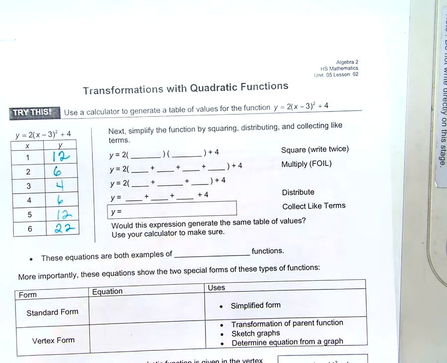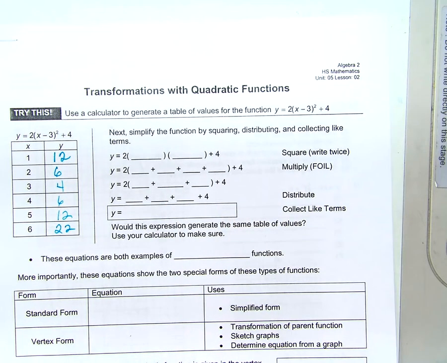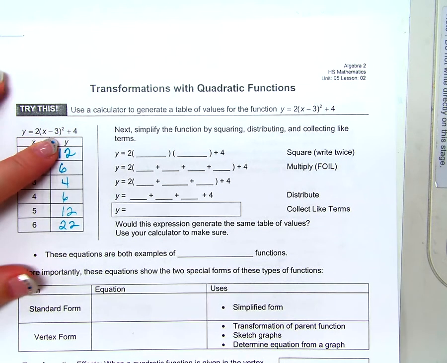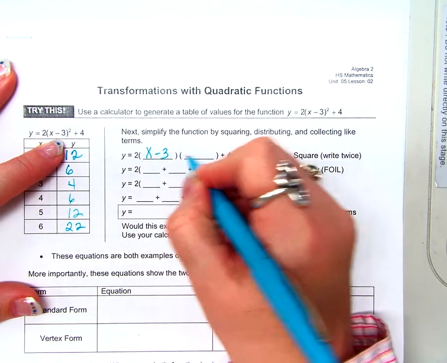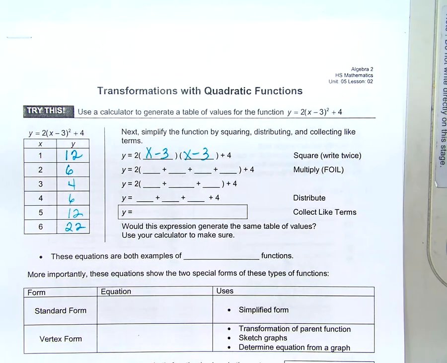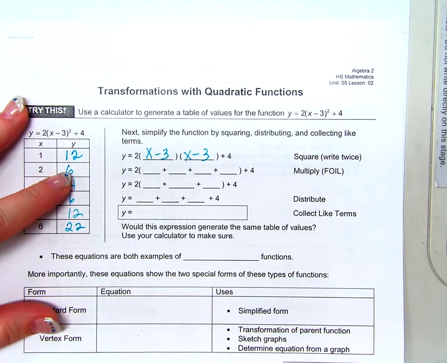Now, it's saying let's simplify this function by squaring, distributing, and collecting like terms. Well, what does it mean for something to be squared? x minus 3 times x minus 3. Some of you on the test forgot that yesterday. All you did was square the first term and square the second term. That scares me, just being honest.